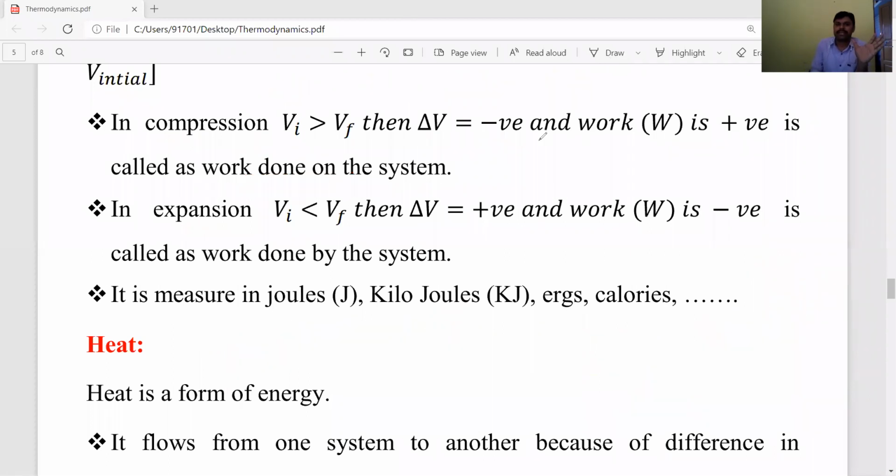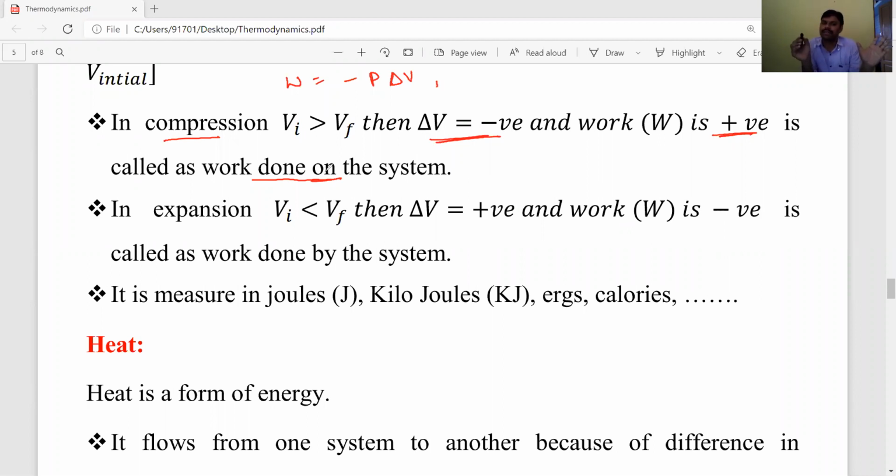Just remember, dear students, that work is equal to minus P into delta V. If delta V is positive, meaning expansion, then the work is negative. If delta V is negative, meaning compression, then the work is positive, which is called work done on the system. Work and change in volume have opposite signs.